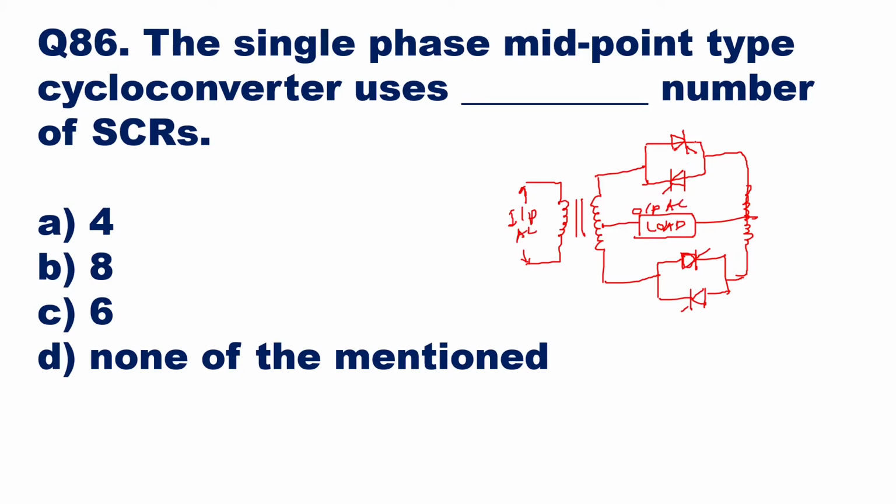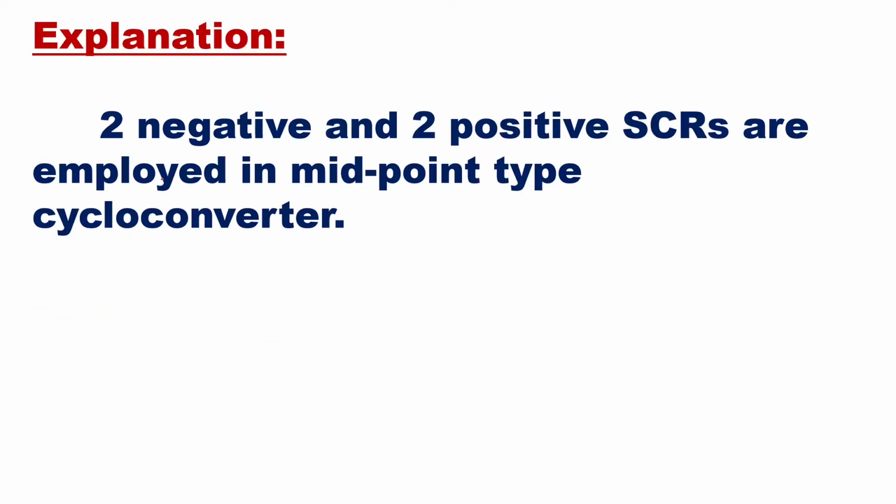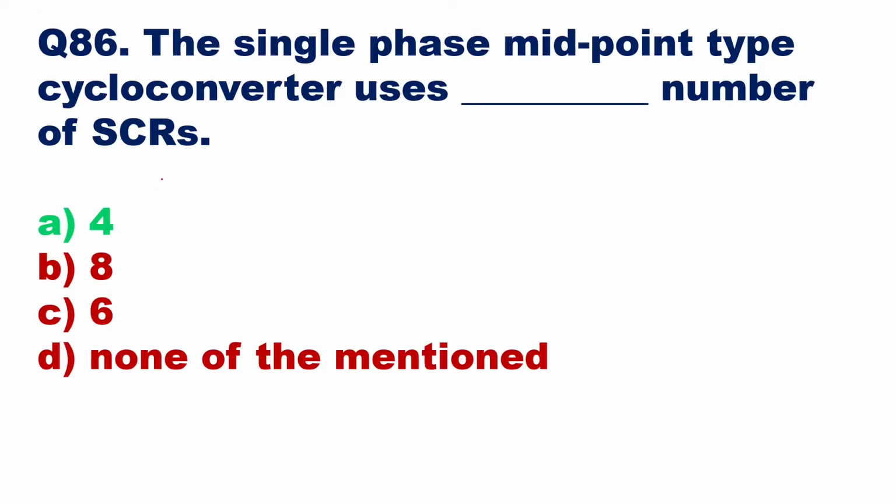So here how many SCRs are we using? We are using 1, 2, 3, 4. They will be named P1, P2, N1, N2. So 4 SCRs are used in a single phase midpoint cycloconverter. So 4 is the answer. Two negative and two positive SCRs are employed in midpoint type cycloconverters. So here you can see option A, 4, is the right answer.